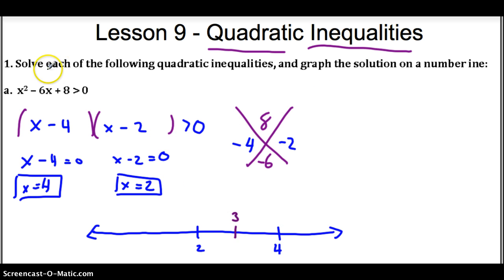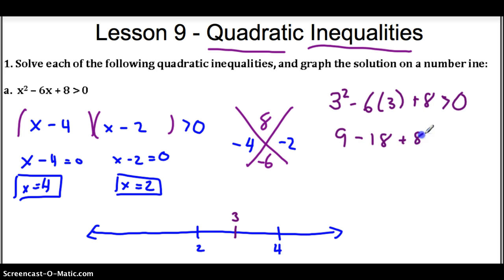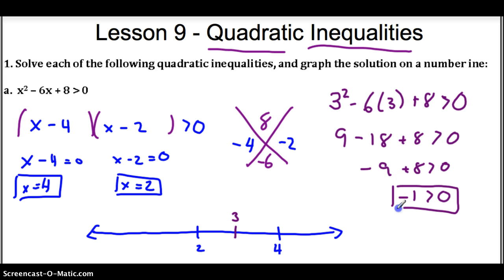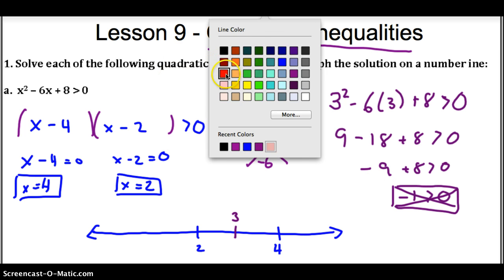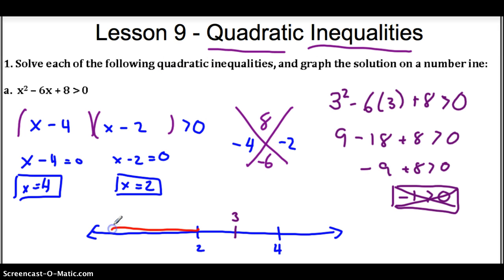Well, we plug this 3 back into our original inequality. So that would give us 3 squared minus 6 times 3 plus 8 is greater than 0. We're just going to see if this statement is true. Is this greater than 0? So we get 9 minus 18 plus 8, which gives us negative 9 plus 8, which gives us negative 1 is greater than 0. This is incorrect. Negative 1 is not greater than 0. So we know our solution set lies on the outside of these two points. So we're going to shade outside.